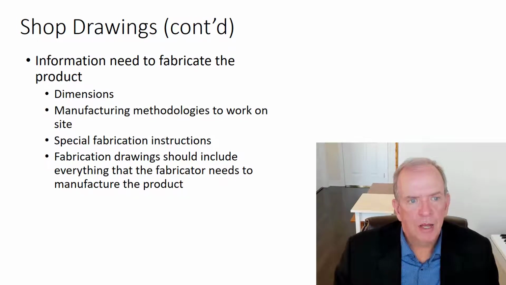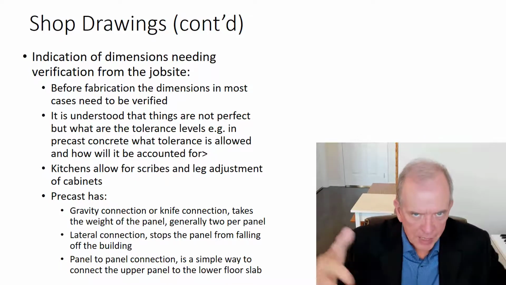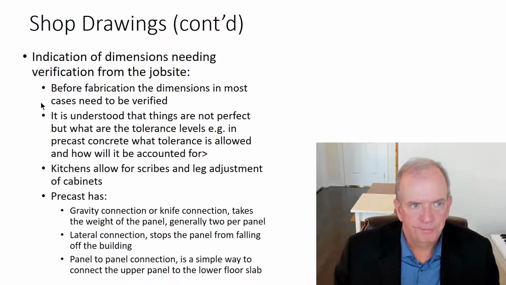Information needed to fabricate the product: dimensions, manufacturing methodologies, work to be done on site, special fabrication instructions, as I said. Fabrication drawings should include everything that the fabricator needs to manufacture the product. So all the information needs to be there. Fabricating is different than your drawings. It's got to be more detailed, because the fabricator has to put all the components and pieces together to make whatever the assembly is that then goes into the building.